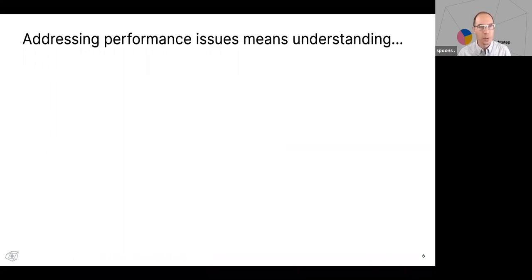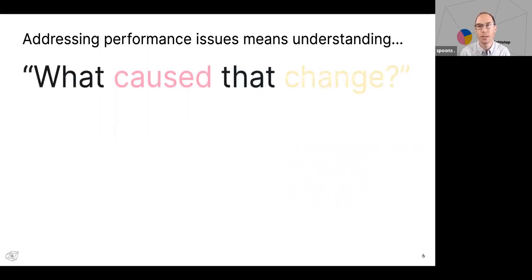Okay, so how do we address that? Well, I think if we take both sets of use cases, they come down to answering this one question: what caused that change? Because really it's thinking about what's changed in our systems that helps us understand how to fix them.